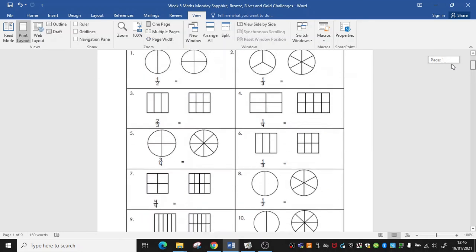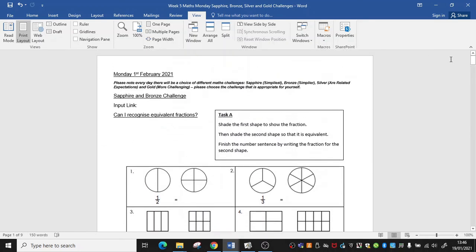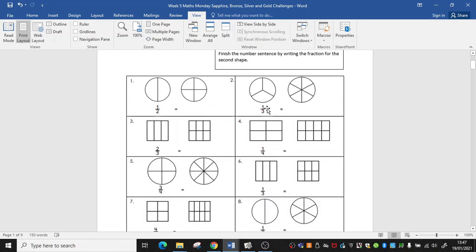But please, all of you, think really carefully, does my answer make sense? And keep remembering, 1/3 means 1 in every 3. 2/3 means 2 in every 3.